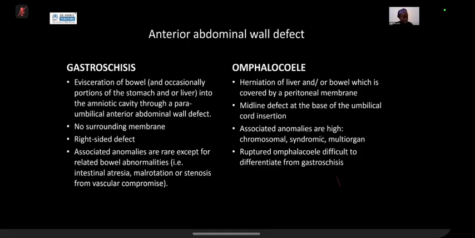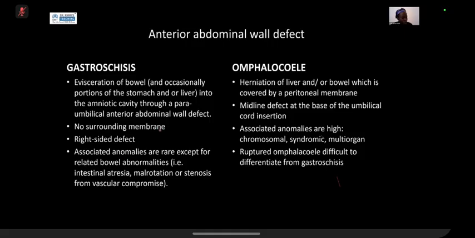So the omphalocele defect tends to be at the base of where the umbilical cord inserts, whereas the gastroschisis tends to be paraumbilical. And then the gastroschisis tends to have no peritoneal membrane around it, whereas the omphalocele does have a peritoneal membrane. But we often can't tell the difference between these two things on imaging, so we rely on our antenatal diagnosis and the surgeons. The defects are more often on the right than the left, but that's by the by for us when we're looking at imaging.